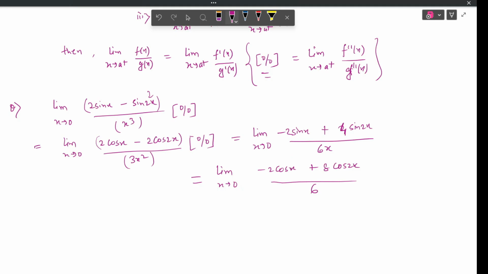Now you can put the value 0. Cos 0 is 1, cos 0 is 1, so 8 minus 1 is 7... so 8 minus 2 is 6, 6 by 6 is 1. So our answer to the limit is 1.